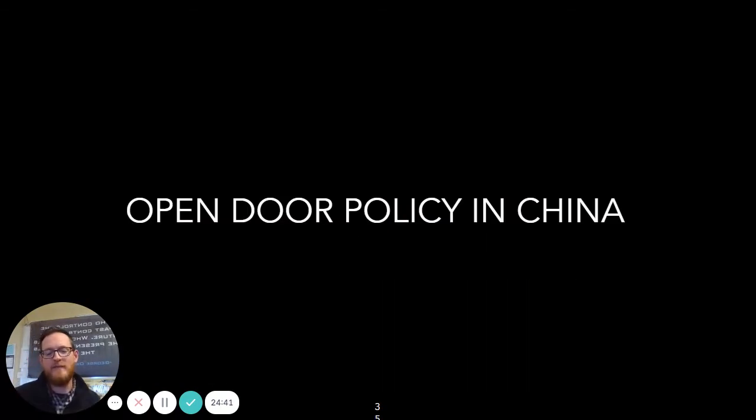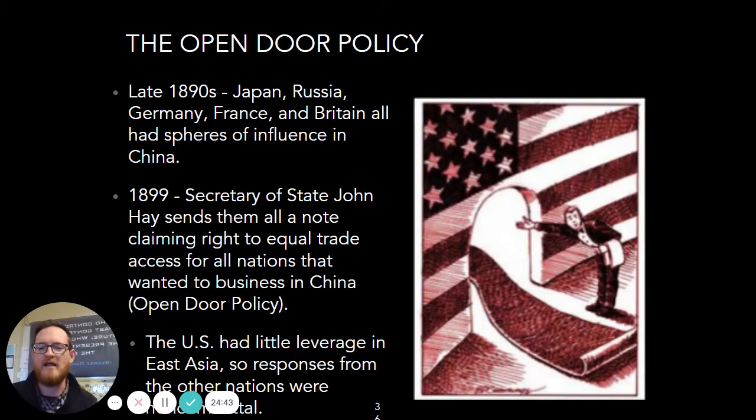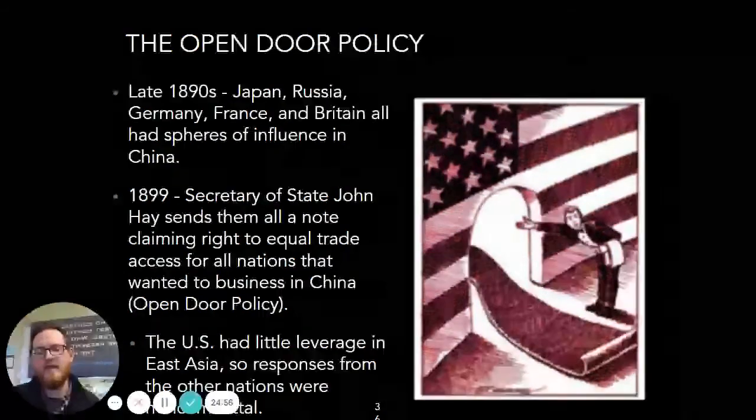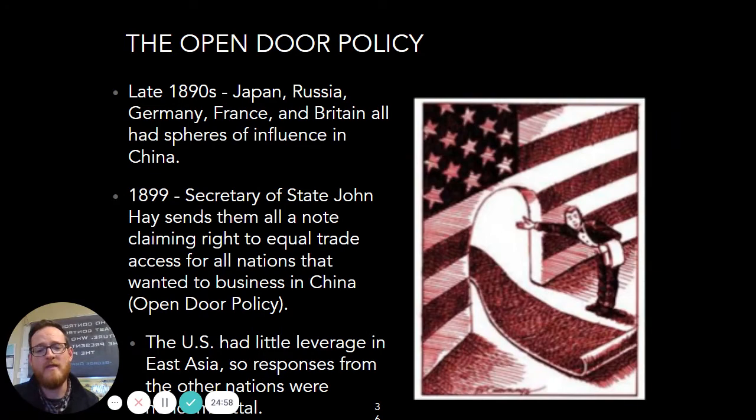Now, shifting a little bit over to Asia, the open door policy. So, the late 1890s, Japan, Russia, Germany, France, Britain all had spheres of influence in China. They were all involved there in some way. In 1899, once the United States starts to have some interest in China as well, Secretary of State John Hay would send a note to all these countries, and he'd say, hey, every country should have equal trade access to be able to do business with China.